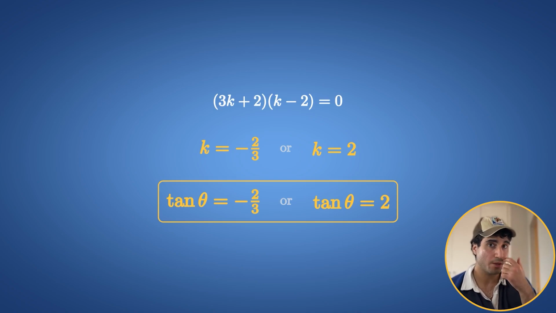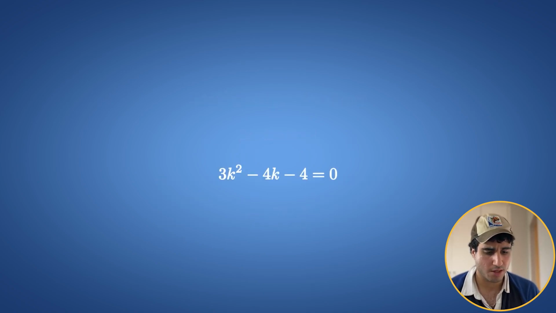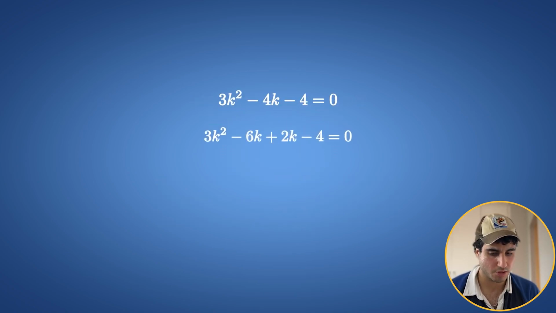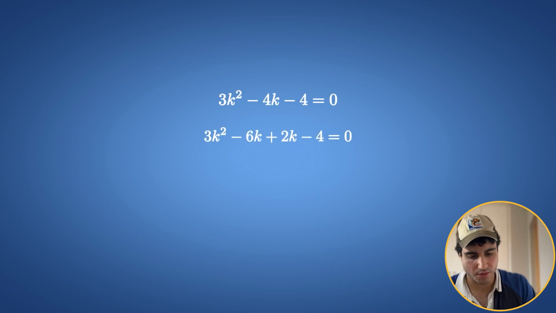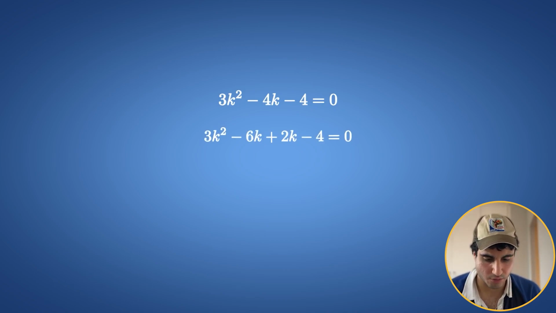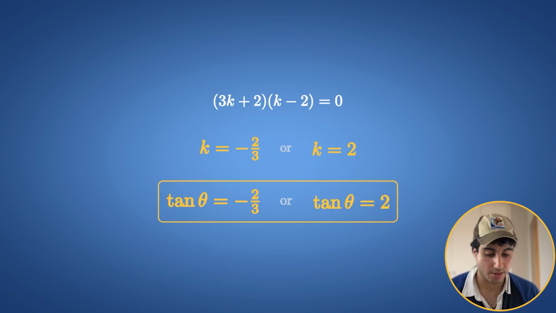Now the reason for that is simply just quadratic equations, right? So 3 times negative 4 is equal to minus 12, and that can be broken up into minus 6 and plus 2. And what that allows us to do is to break up the negative 4k into negative 6k plus 2k. So pretty simple there. That's just quadratic equations, that's GCSE stuff. So the next phase is to say, well, look, k is equal to negative 2 over 3, or k is equal to 2, which means that tan theta is equal to negative 2 over 3, or tan theta is equal to 2.